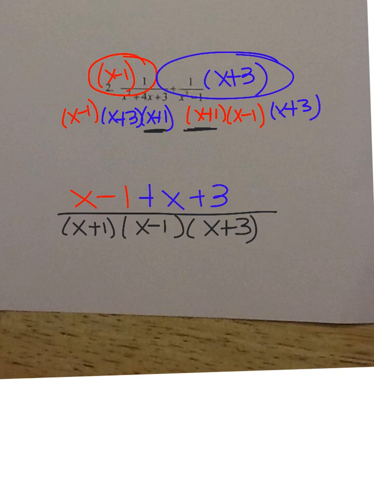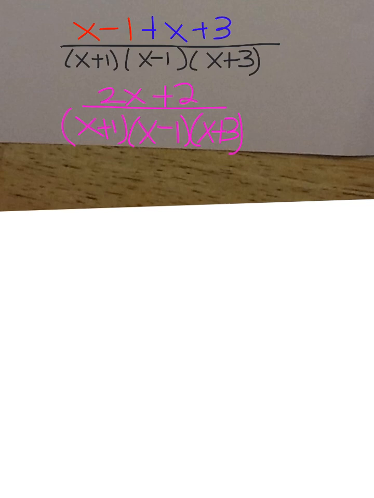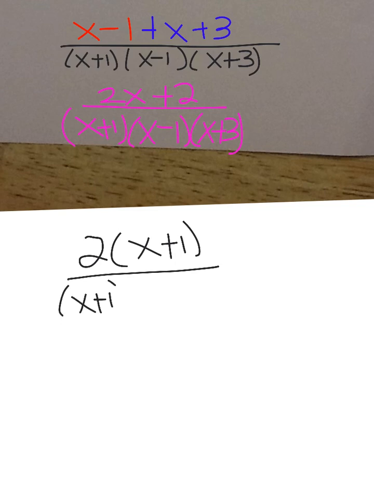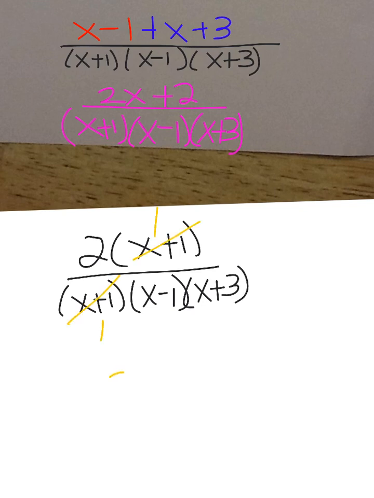So when I combine like terms, I get 2x plus 2 over x plus 1, x minus 1, x plus 3. And then I notice that I can factor 2x plus 2. So 2x plus 2 factors and becomes 2 times x plus 1 over x plus 1, x minus 1 times x plus 3. And then x plus 1 and x plus 1 reduce to 1 and 1. So my answer is 2 over x minus 1 times x plus 3.